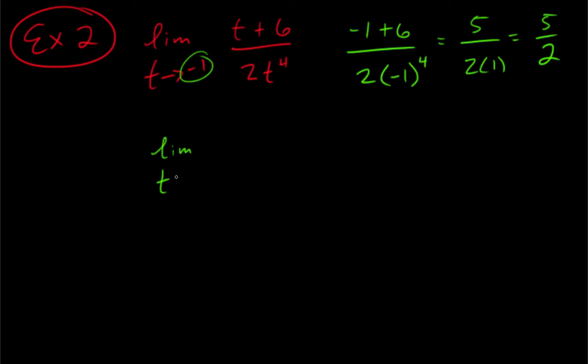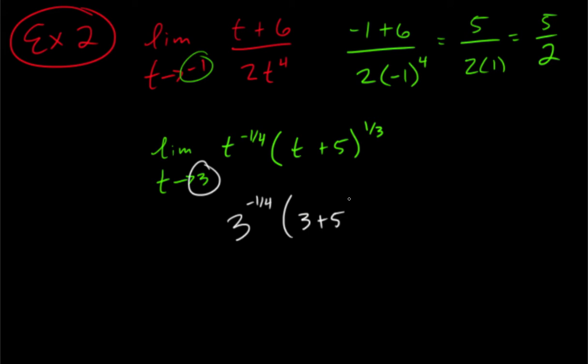Part B is asking us to evaluate this. So once again, just plug it in. I don't think there's going to be an issue, but we'll see. So 3 to the -1/4, times 3 plus 5 to the 1/3. 3 to the -1/4 is like saying 1/3 to the 1/4.